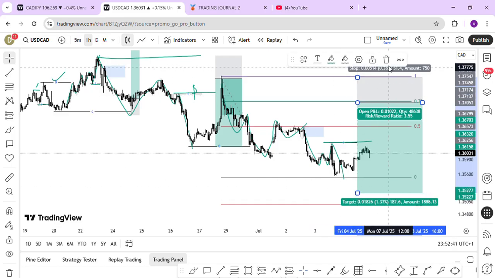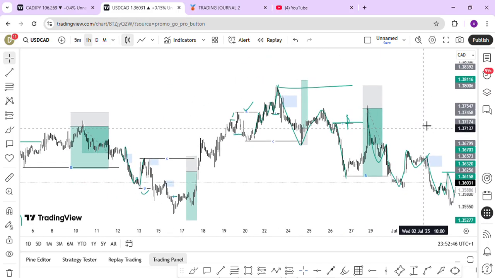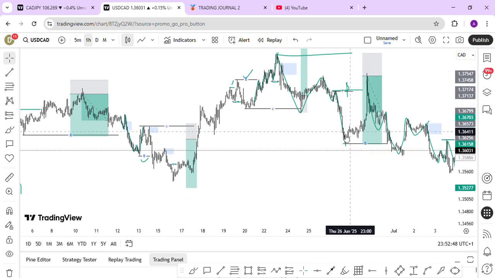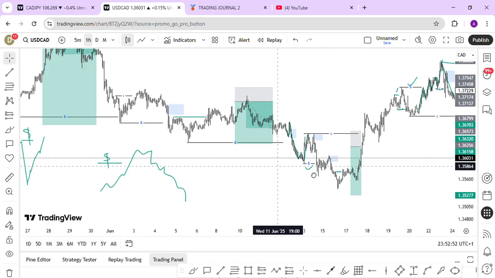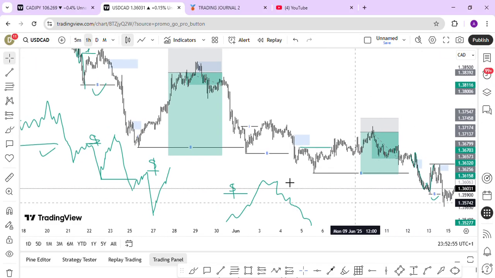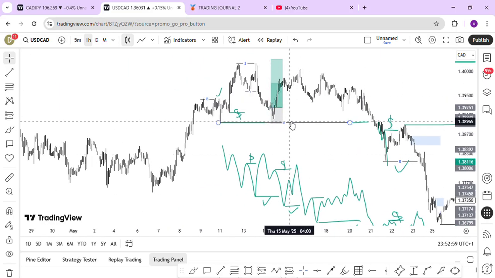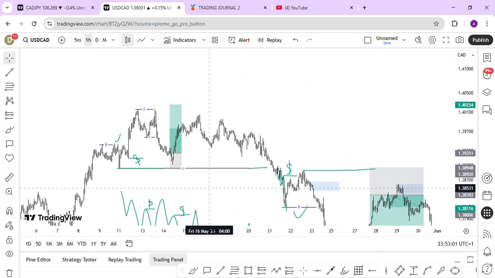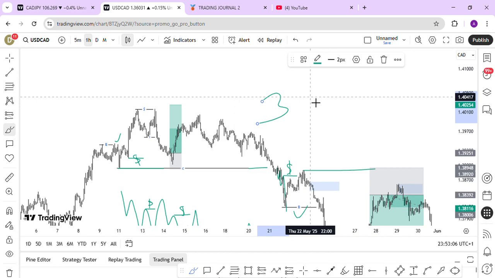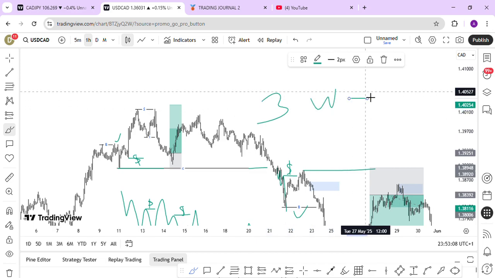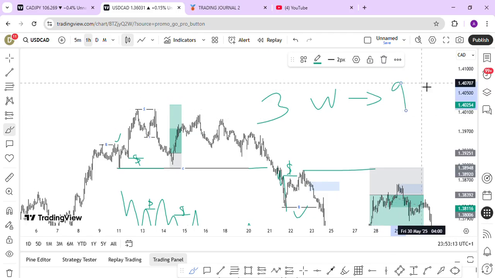So let's check how many trades we are able to take. Look at this. We'll be able to take one win, two win, three win. So you see that we had three wins now. Then this 9%.